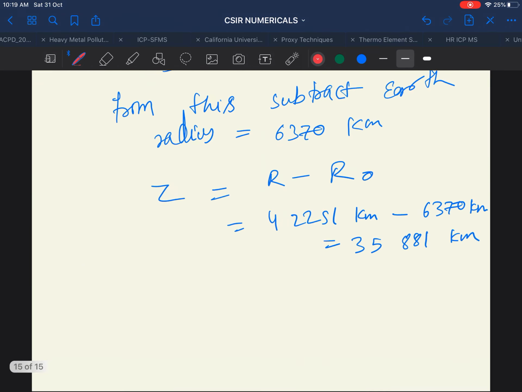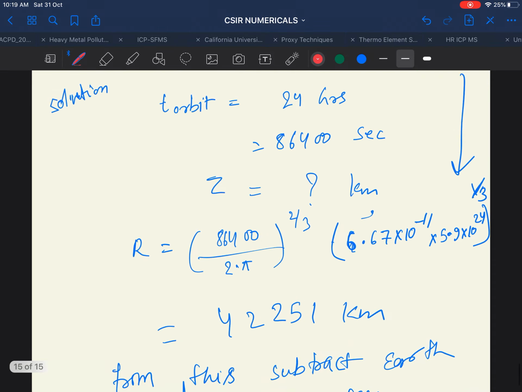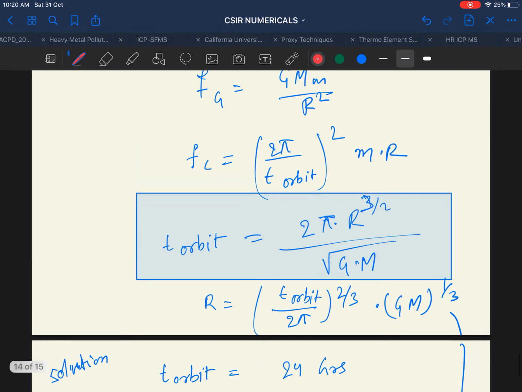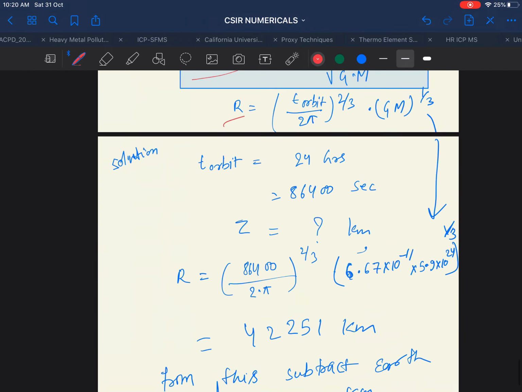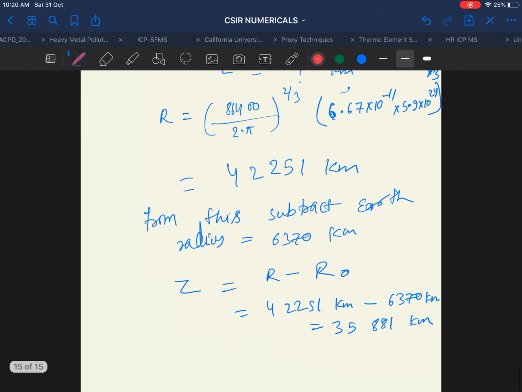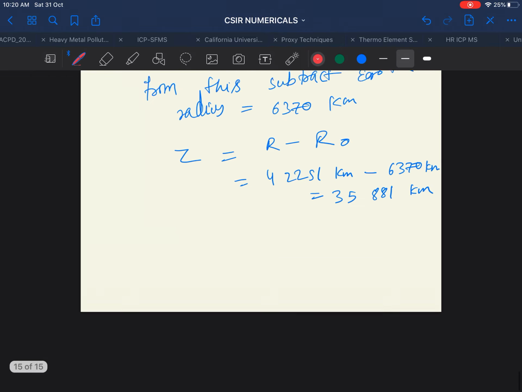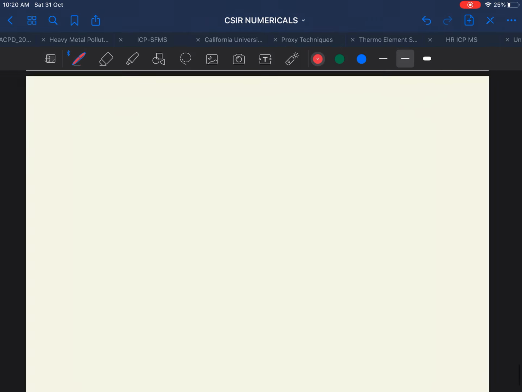35,881 kilometers. So now I hope it is easy to you. All you have to do is just see, there is no need to learn this formula by heart. You know the gravitational force formula, you know the centrifugal force formula. Just equate them and then you can derive T orbit, R, anything using this. So I hope this is clear to you. This is very easy. Okay, moving to the next question.